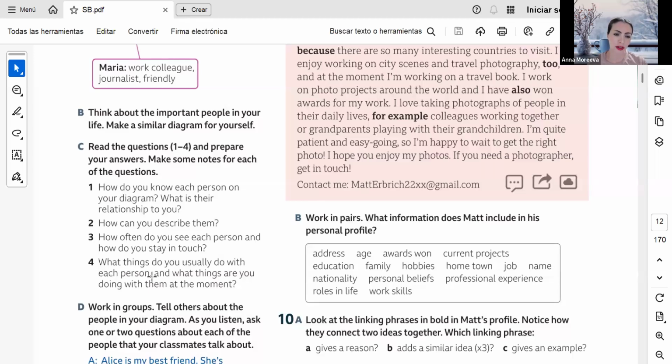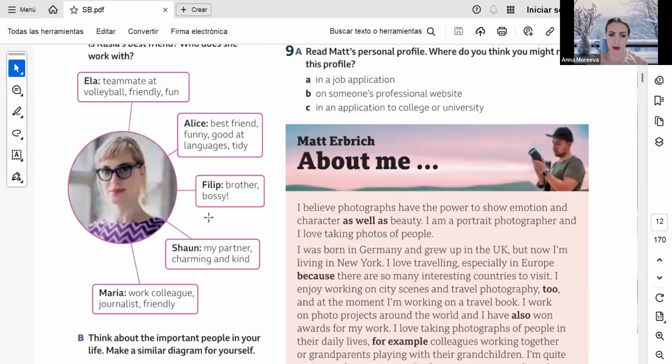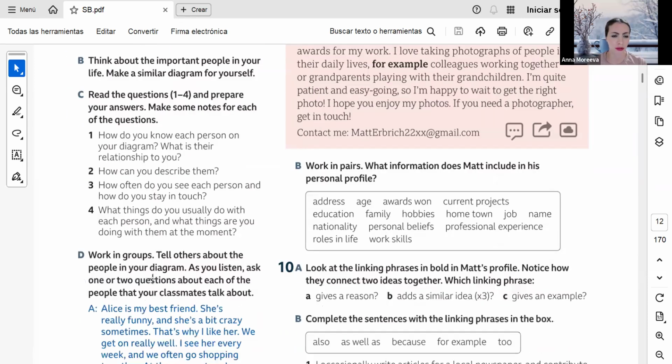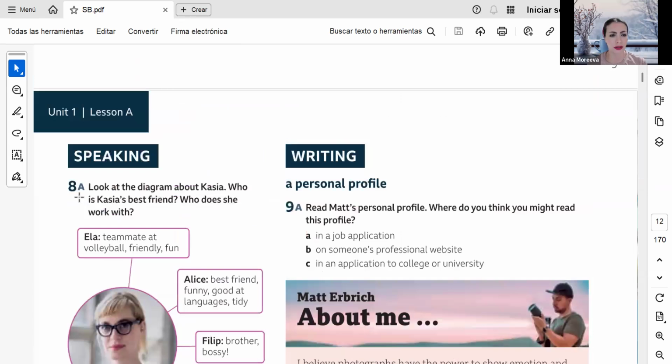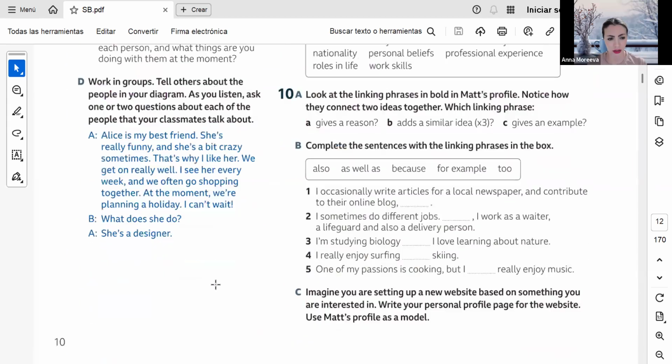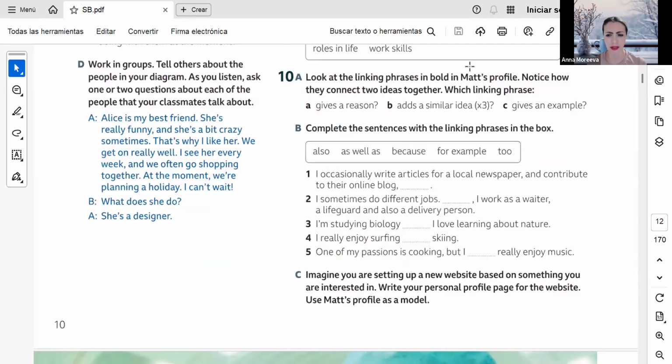Number 4, what things do you usually do with each person and what things are you doing with them at the moment? So you say, we stay in touch and I meet her, I travel with her, and it should be about each of the 5 people. So that's it. It's exercise 8, page 10. I will send it now. We see each other next week on Tuesday.